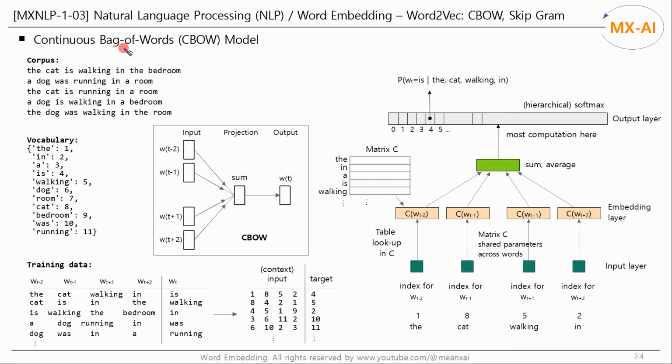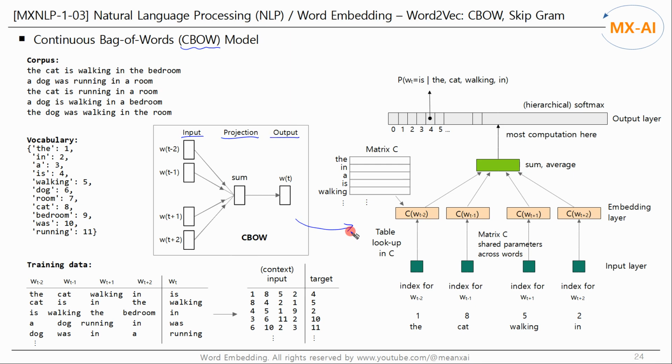Next, let's look at the Continuous Bag of Words model, CBOW. The model presented in the paper is as follows. It consists of input, projection, and output layers. This can be expressed in a more understandable way as follows.